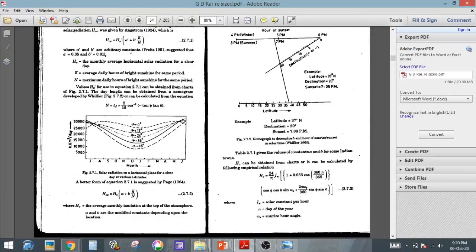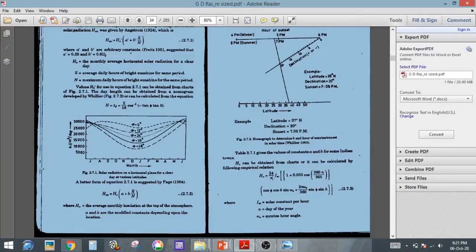H0 can be calculated by the equation 24 by pi ISC, 1 plus 0.033 cos 360 n by 365, cos phi cos delta sin omega s plus 2 pi omega s by 360 sin phi sin delta. ISC is the solar constant per hour, N is the day of the year, omega s is the sunrise hour angle.